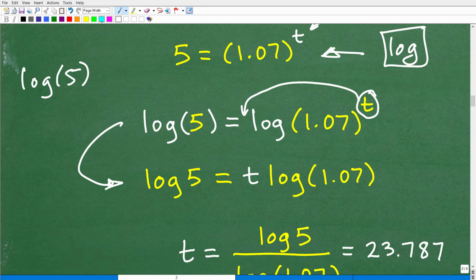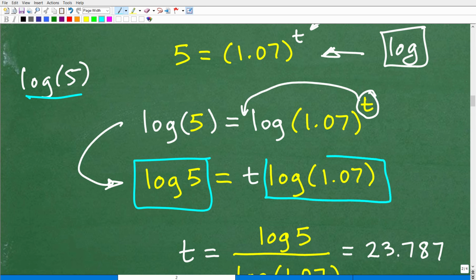Now let's just think about this for a second. Log 5 is just a number that you can get on your calculator. It's a decimal, and log 1.07 is another number. So effectively, this is like a basic equation, like 2 is equal to t times 3. This is a number, this is a number, and here we're solving for t. Super simple, right? So how do we solve for t? We'll just divide both sides of the equation by 3. So don't let this stuff make it look any more complex than it actually is.